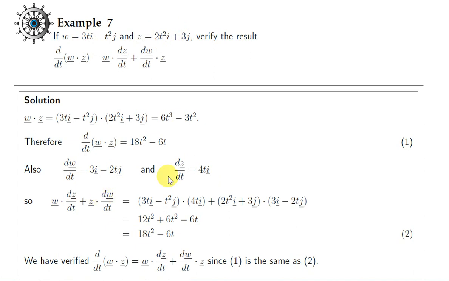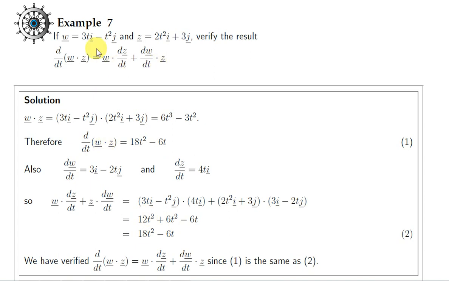Next we calculate this quantity here. So we want a dot product of w and dz/dt. Well, here's w. We want to dot it with dz/dt, which is 4ti. So we multiply the i components. That's 3t by 4t. That gives us 12t squared. Then we have minus t squared by 0. We have a 0 j component here. That gives us 0. Then we have vector z, which is 2t squared i plus 3j, dotted with dw/dt. So we multiply the i components together and then the j components together. And we do indeed end up getting 18t squared minus 6t.